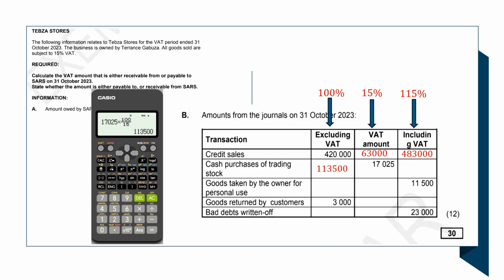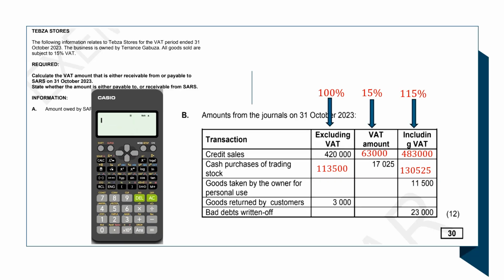Now that we have this amount, we can calculate our including VAT amount. So again, we use the UK method. What we want is 115. What we have is 15, which is going to go here. I'm sure by now you understand the calculations.